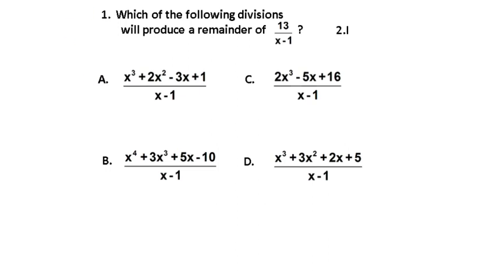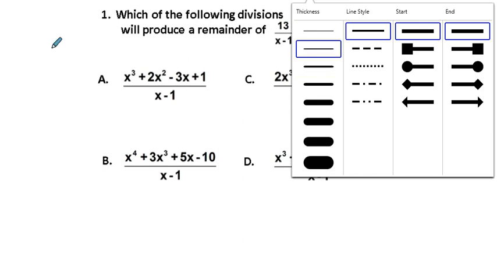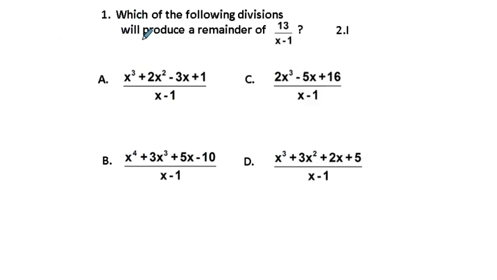And the first I want to look at is problem 1. Which of the following divisions will produce a remainder of 13 over x minus 1? So we have all these expressions divided by the expression x minus 1. There are different ways to do this. One of which is to use the remainder theorem. If we find the 0, let's take x minus 1 equals 0, and we add 1 to both sides of this equation, we get x is equal to 1.